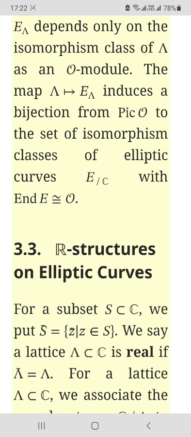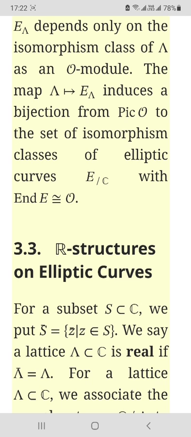The map from lambda to E_lambda induces a projection from the Picard group of O to the set of isomorphism classes of elliptic curves E over C with the endomorphism ring of E isomorphic to O. Thank you very much.